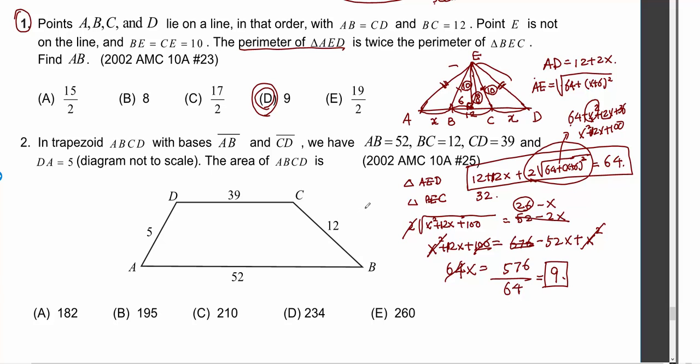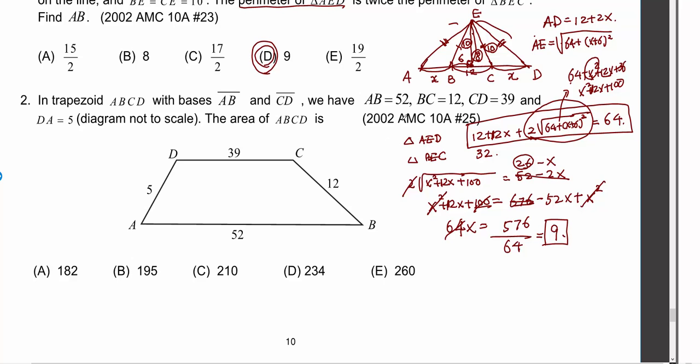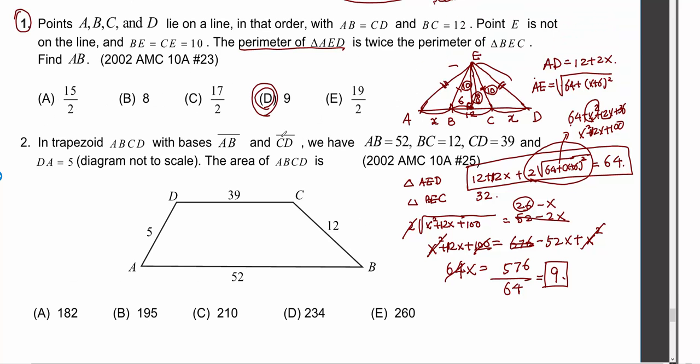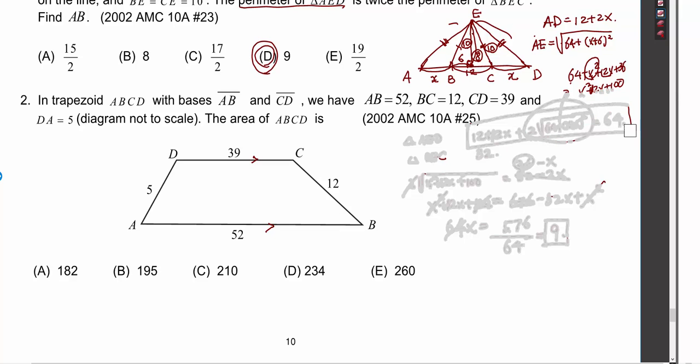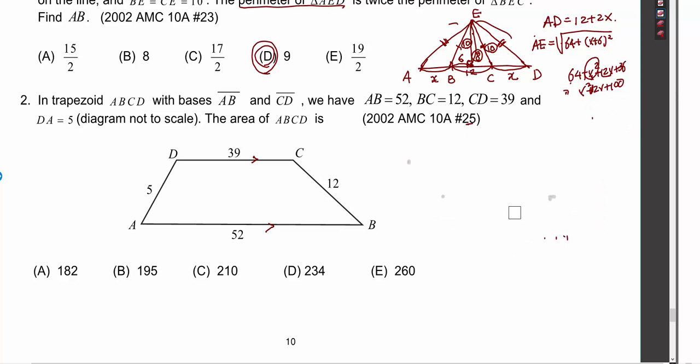Okay, that's fine. All right, number 2. Try number 2, the trapezoid. We have a trapezoid over here, right? These two opposite sides are parallel, and we have AB 52, BC 12, 39, and 5. Okay, all the numbers are given. So what is the area of this trapezoid ABCD? How can you find the area of this one? I'm going to delete this one, because I'm recording this one. I'm going to send it out to you guys. Maybe you can take a look.